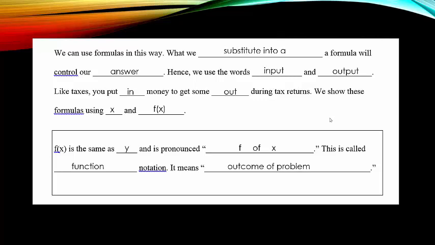And all it really means is the outcome of the problem. So this formula depends on what we plug in for x. So if I plug 2 in and then I plug 3 in, I'm going to get different answers based on what my formula is.